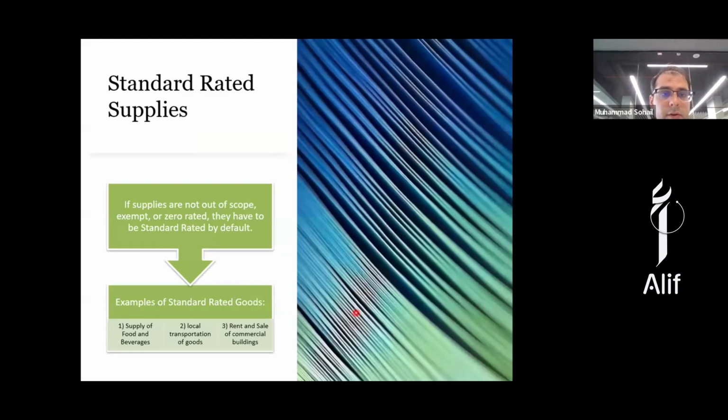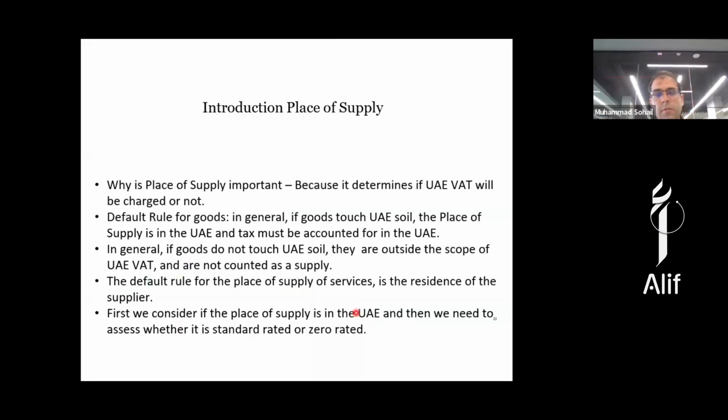Finally, standard rated supplies. For those goods and services which are not exempt, out of scope, or zero rated, all of these supplies must be standard rated. This is the default category, and most transactions are standard rated. Examples of standard rated supplies of goods and services are supply of food and beverages, local transportation of goods, and rent and sale of commercial buildings.